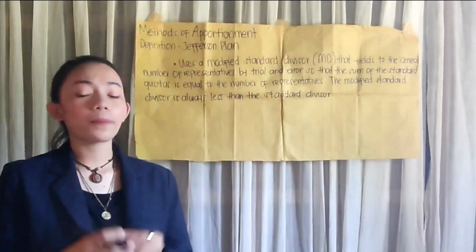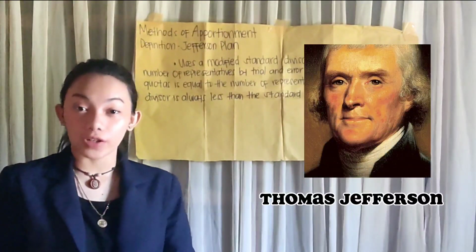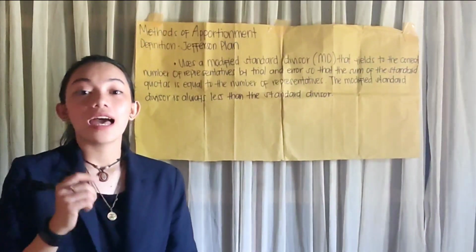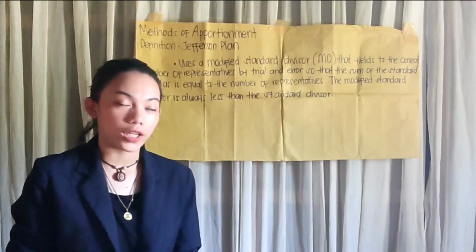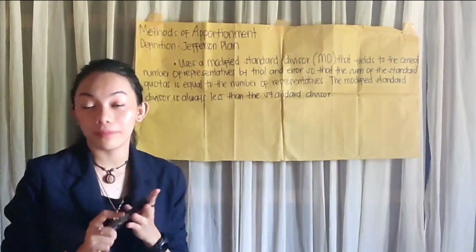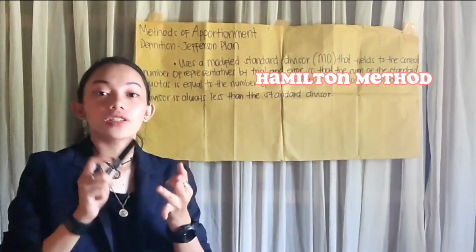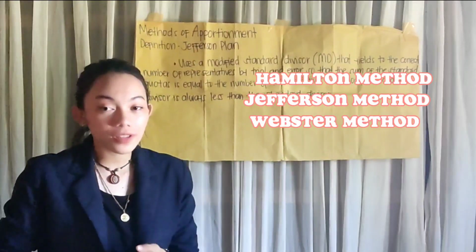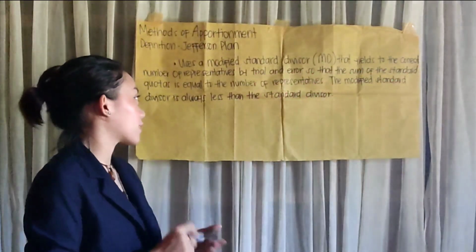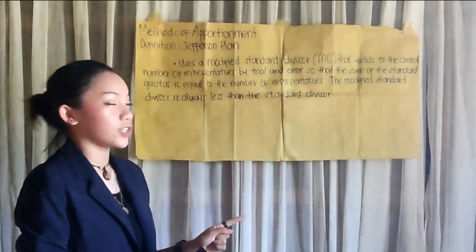So, the apportionment of the Jefferson plan was proposed by Thomas Jefferson after the Hamilton plan was vetoed by President Washington. Apportionment has four methods or techniques: first, the Hamilton method, the Jefferson method, the Webster method, and the Huntington-Hill method. My assigned topic was apportionment by the Jefferson plan.